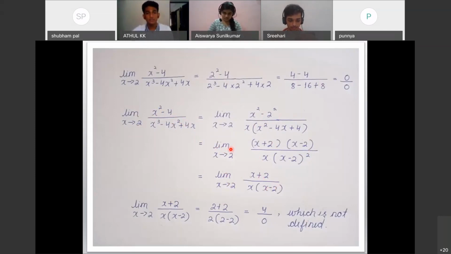Now all that is left to do is we substitute 2, and so it becomes 2 plus 2 by 2 into 2 minus 2, which is equal to 4 by 0. So the answer is not defined.